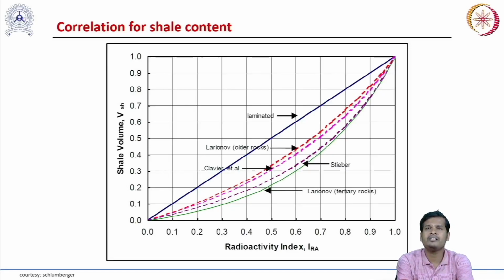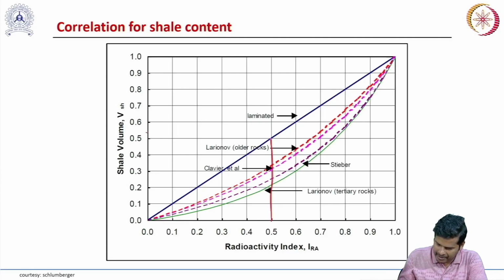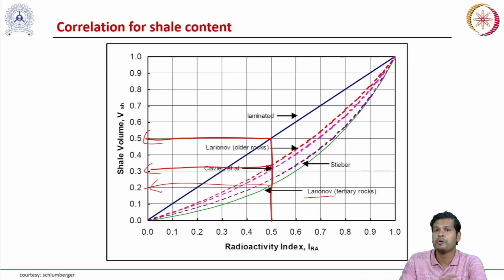You can see these equations represented in terms of a graph. At the same gamma ray index, you can see I am getting different shale volumes. Linear scaling is giving me around 0.5 at 0.5 gamma ray index. If I use this equation, it is giving me around 0.3. If I use Larionov, it will give me around 0.2. So the data must be matched with known data, or we can take the help of other logs to get a good correlation to interpret the gamma ray log data to calculate the shale volume.